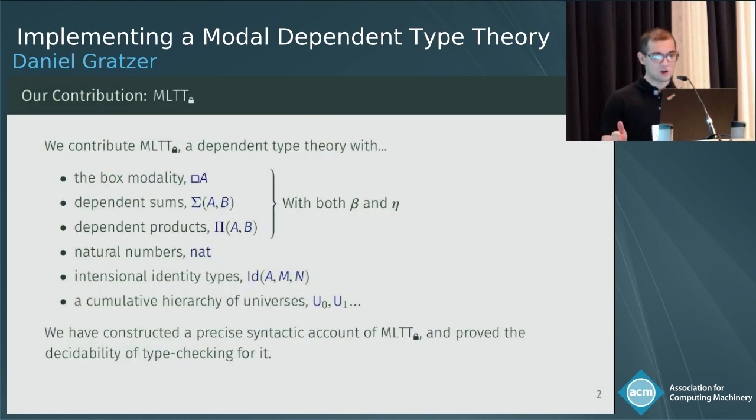So in total, our contribution is MLTT sub lock, which is a full Martin-Löf type theory, which has all these standard connectives: sigma, pi, nat, intensional identity types, a cumulative hierarchy of universes, and it also has the box modality. We've constructed a precise syntax and worked out some syntactic metatheory for MLTT sub lock. We've also proved the decidability of type checking and actually implemented it.